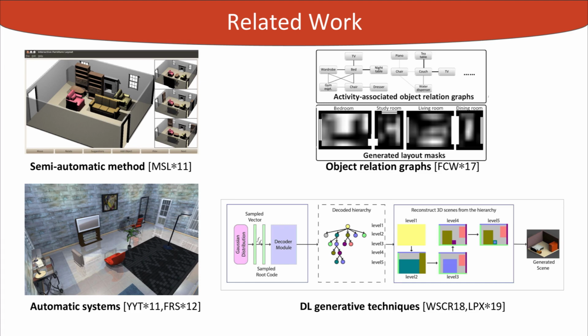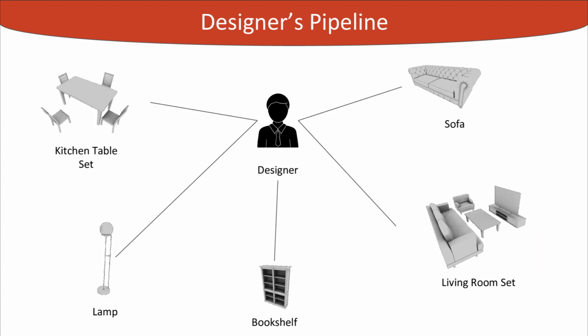Interior layout arrangement has seen great interest in our field. Many methods have been proposed over the years. There have been assistive methods, semi-automatic and automatic methods, methods based on object relationships, and lately, deep learning approaches. Still, lighting constraints have been largely neglected. Such methods can be very useful to an interior designer professional.